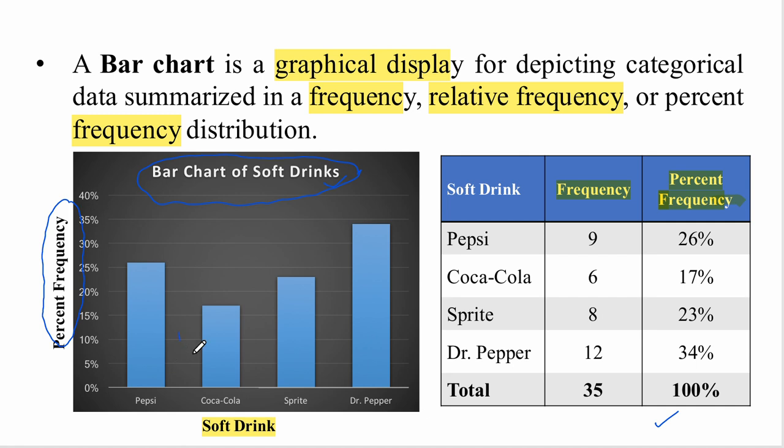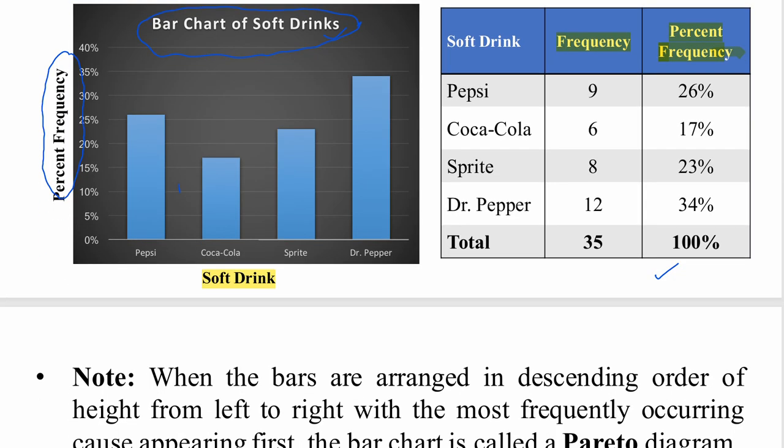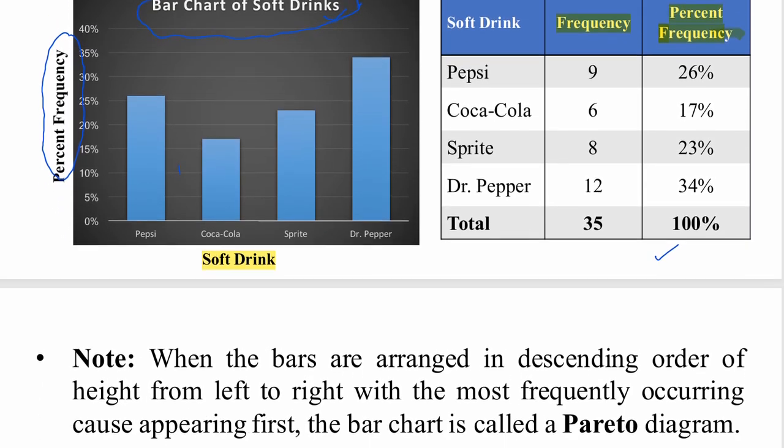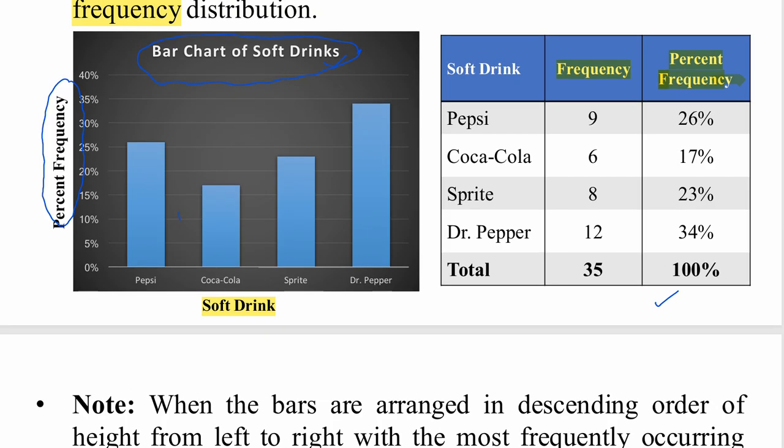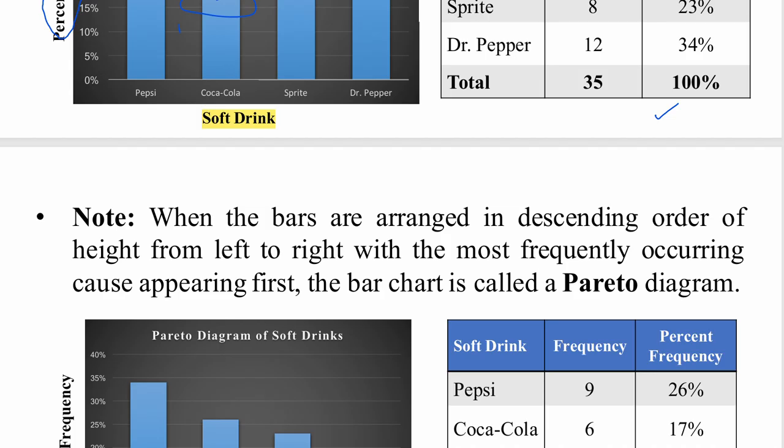Now, once we present the count or the percent frequency in this format, it's a bit easier to understand and a bit more presentable as well. So from our graph, we can easily know that Dr. Pepper has the highest number of those who said it's their favorite drink, and the least favorite drink is Coca-Cola. Now, just know this is just for an example's sake.